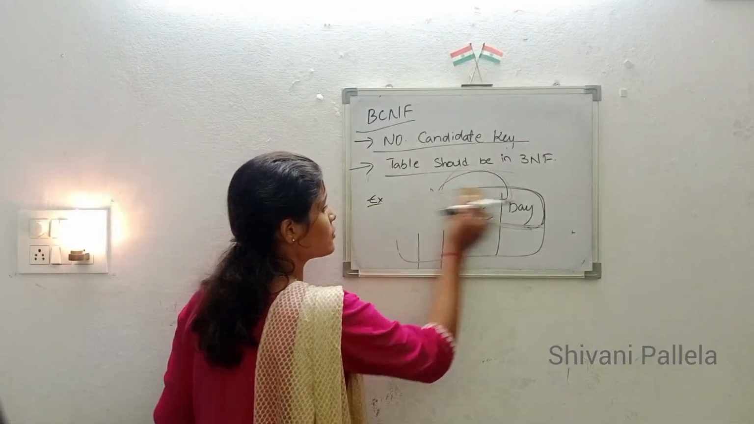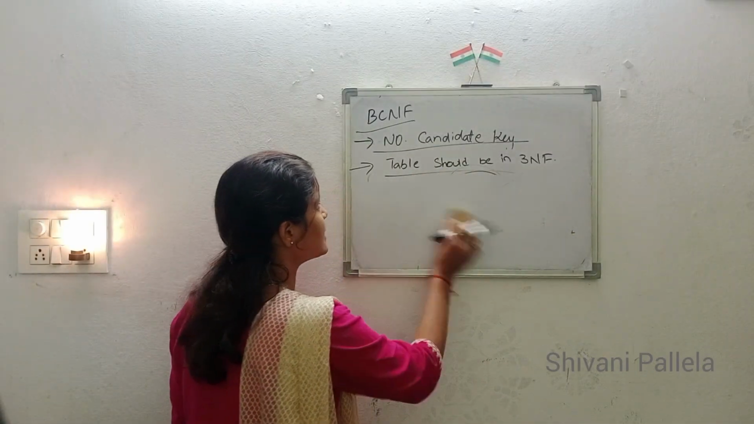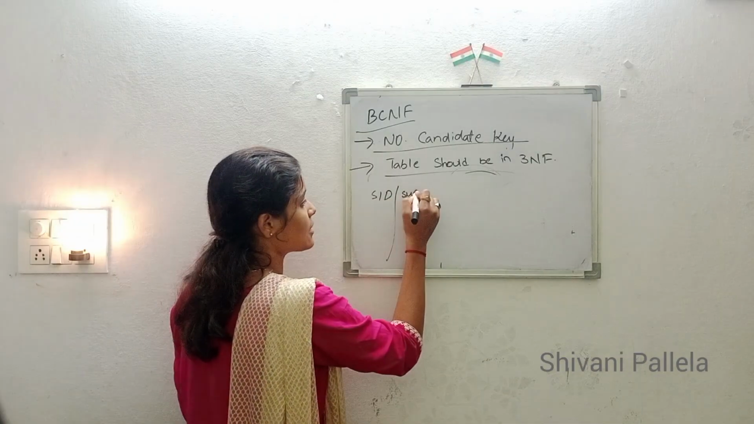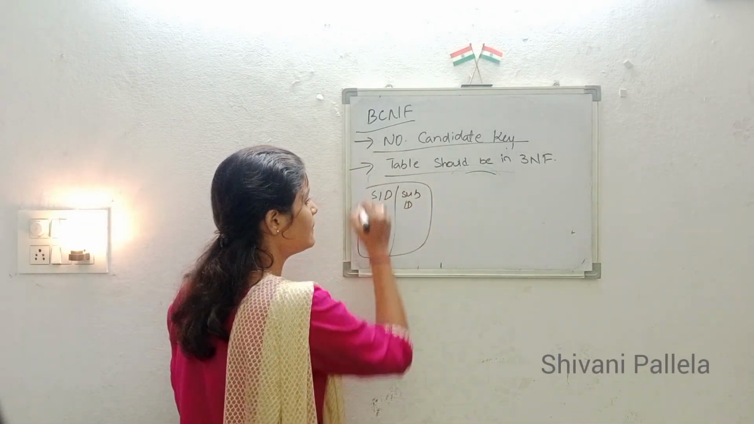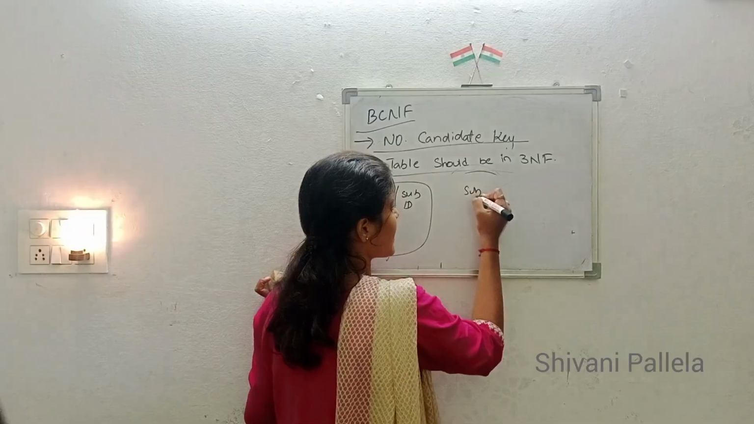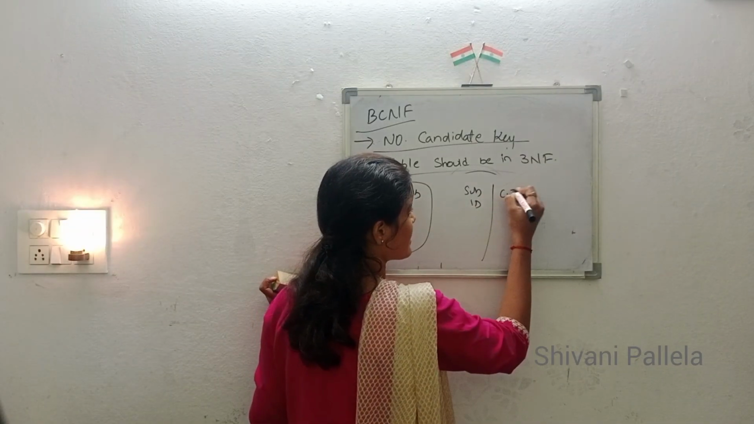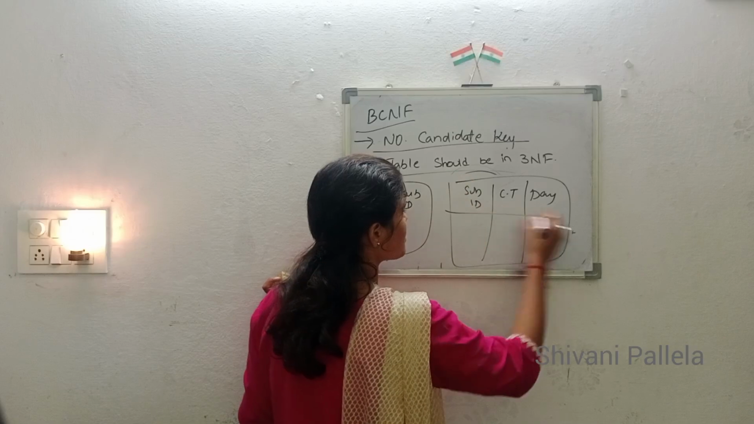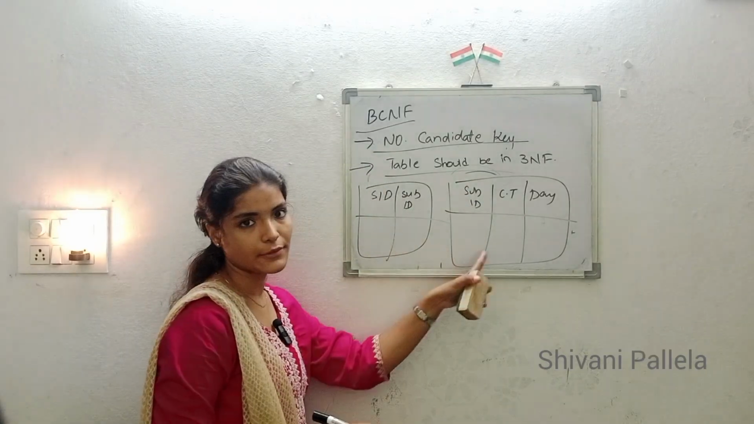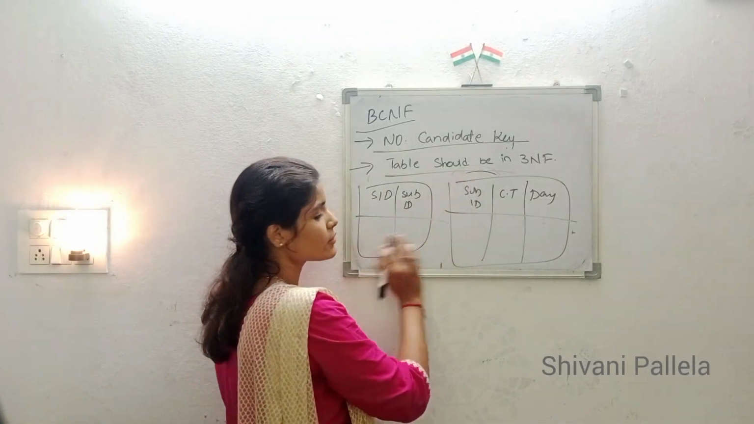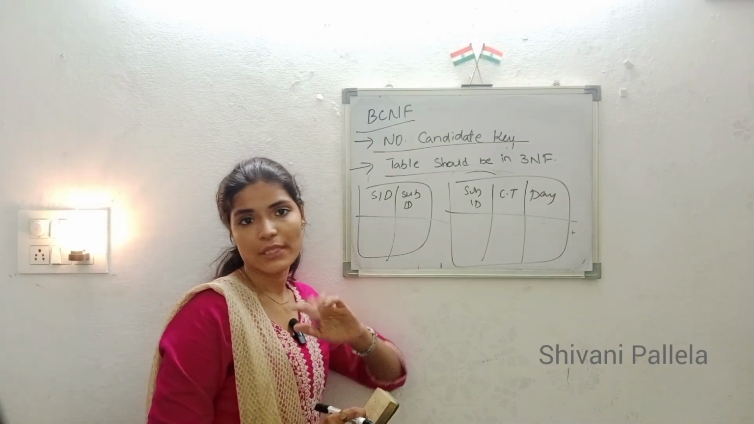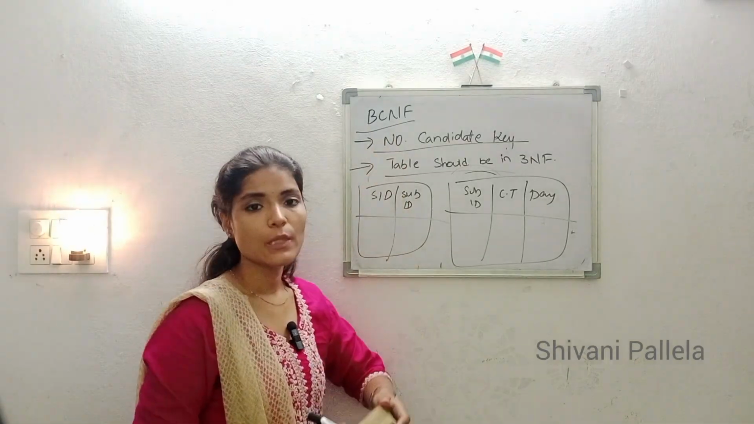Now we should decompose this table into BCNF. How? Student ID and subject ID is the first table, and subject ID, class time and day is the other table. While decomposing this table into these two tables, there is no longer any candidate key problem. Like this only you should write in the examination. So this is all about BCNF.